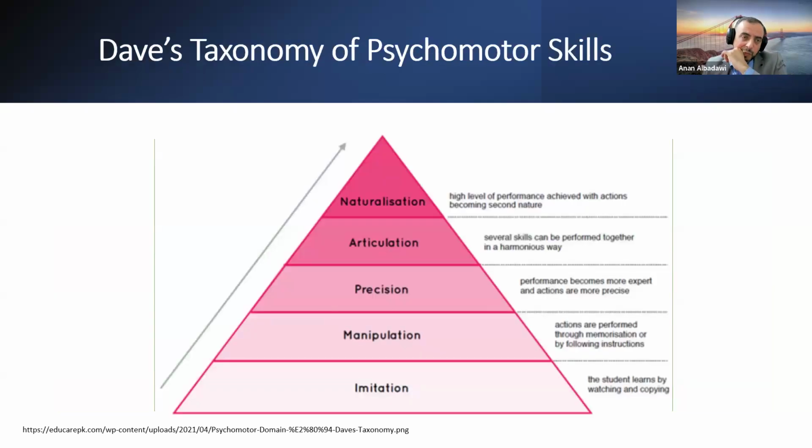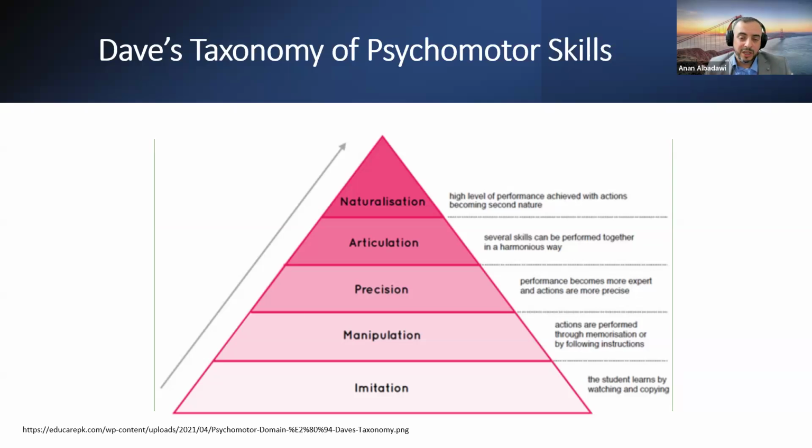Dave's taxonomy is a well-known framework of teaching psychomotor skills, which says the following. For teaching a skill, first we start with imitation, or having an instructor doing the demonstration of the skill, then giving the chance to the learner to practice the skill, which is the manipulation, giving him or her feedback. Precision is where the learner has the ability to perform the skill with a limited number of mistakes.